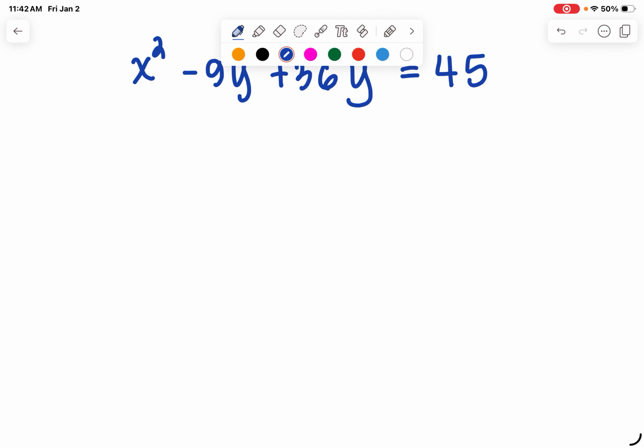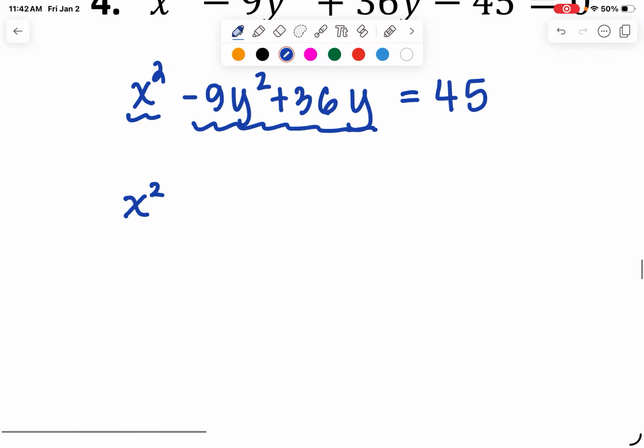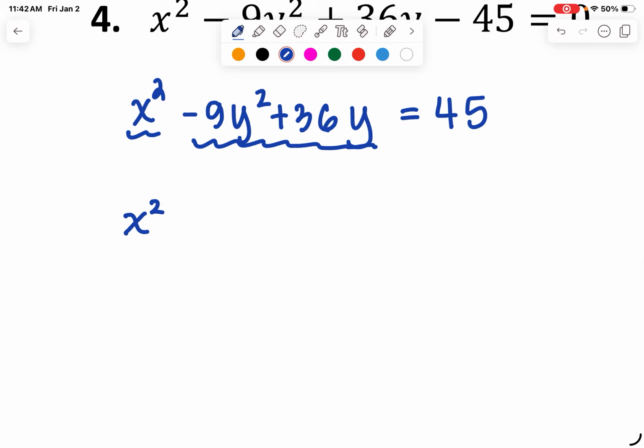All right. So first off, I'm going to complete the square for x. It's already complete. It's just an x squared. Done with that. Now I'm going to complete the square for y, which I can't complete the square yet because it has a lead coefficient. What is the lead coefficient? Negative 9. Don't say 9, it's negative 9. So I have to factor a negative 9 out of those two terms. Not just a 9, a negative 9.